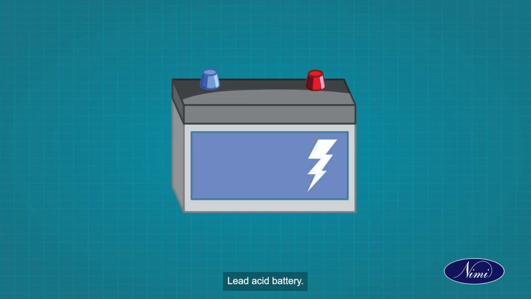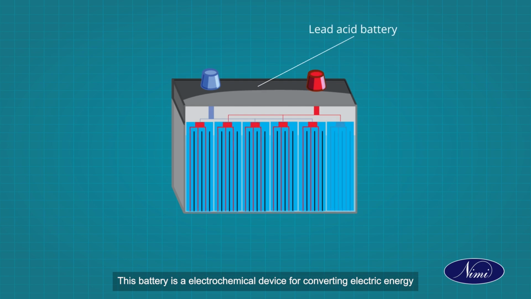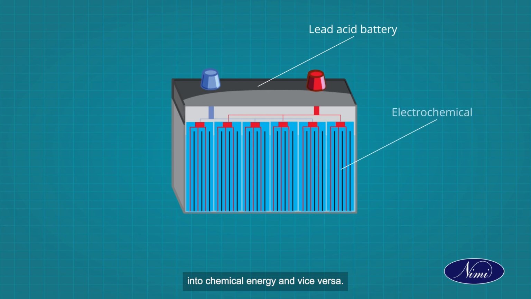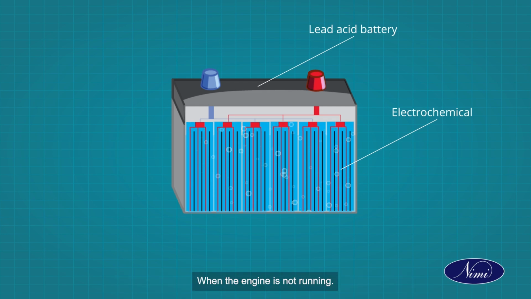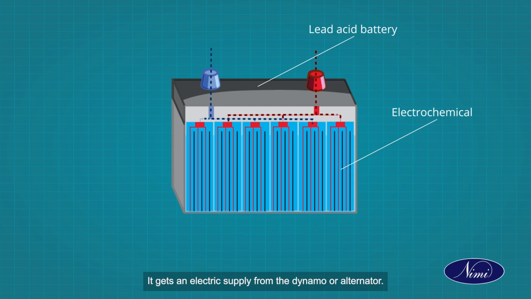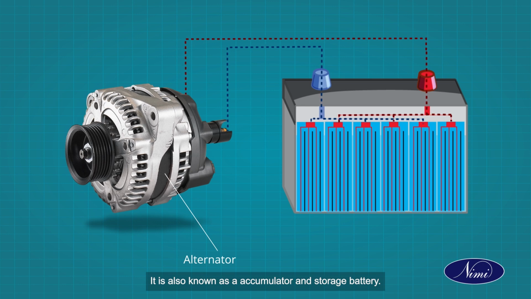Lead acid battery. This battery is an electrochemical device for converting electric energy into chemical energy and vice versa. The main purpose of the battery is to store electric energy in the form of chemical energy. It provides the supply of current for operating various electrical accessories when the engine is not running. When the engine is running, it gets an electric supply from the dynamo or alternator. It is also known as an accumulator and storage battery.